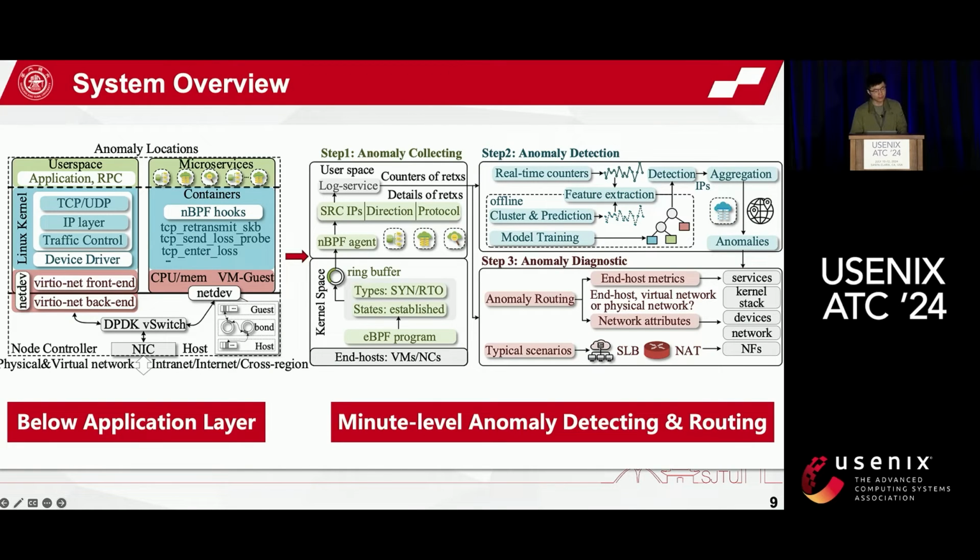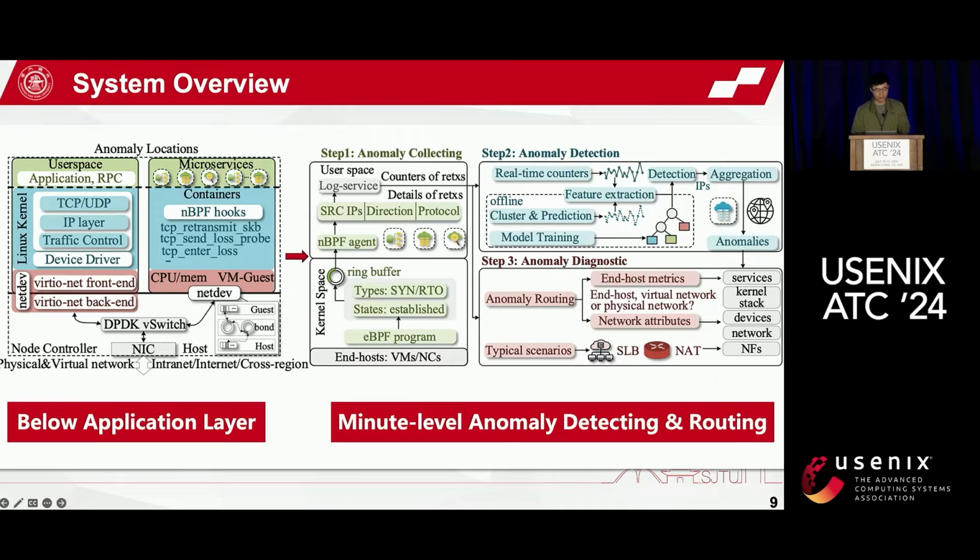Next, we introduce the AND system to tackle these challenges. In the left figure, AND covers anomalies below the application layer. From a bottom-up perspective, including physical and virtual network, physical NIC, vSwitch, virtualized net device, kernel stack, and even abnormal application behaviors. The right figure shows the overall architecture of AND, incorporating anomaly collecting, detecting, and diagnostics.